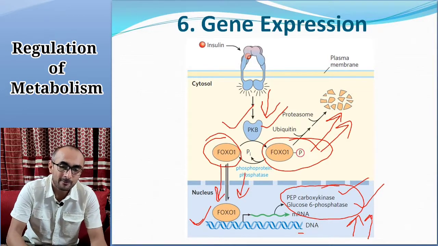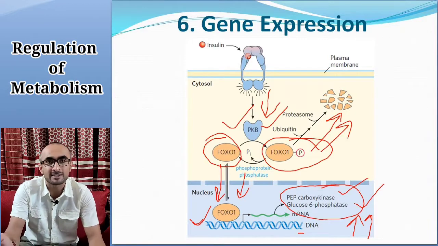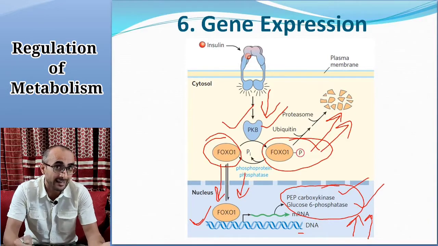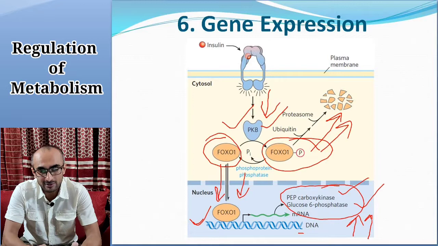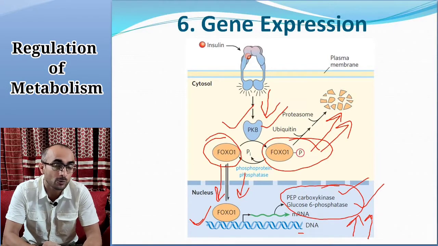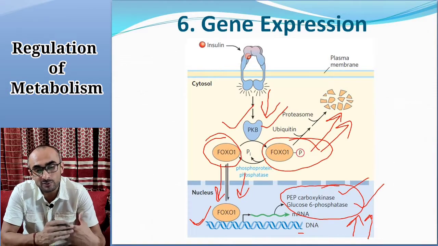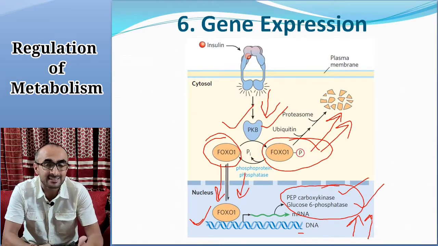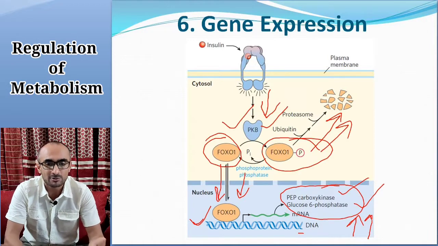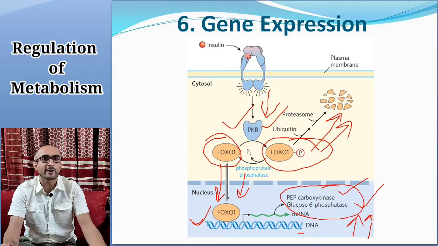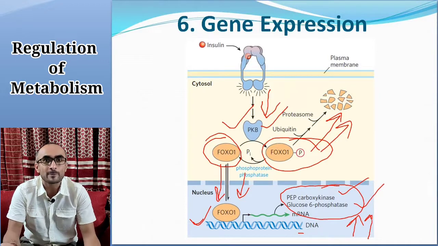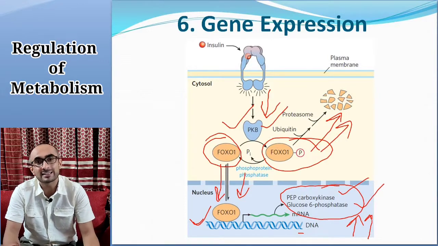So insulin basically removes FOXO1 from the cytosol so that FOXO1 cannot increase the concentration of these enzymes, PEP carboxykinase and glucose 6-phosphatase, so that glucose synthesis by gluconeogenesis is inhibited. So these are six common methods which are basically used by the cell in order to regulate metabolic reactions.